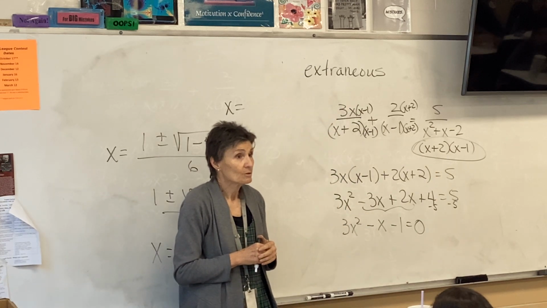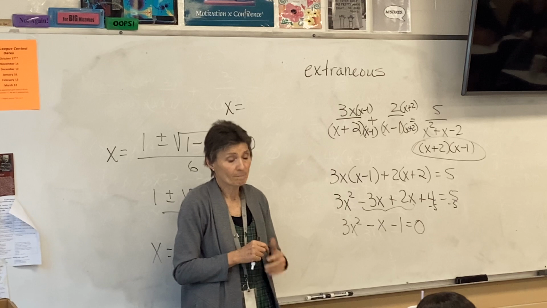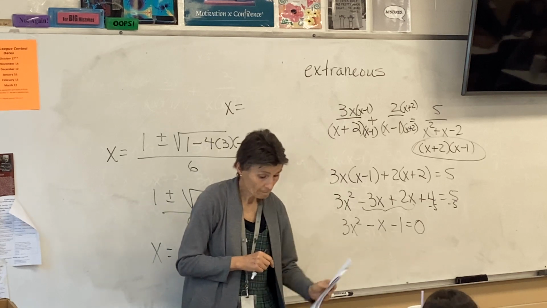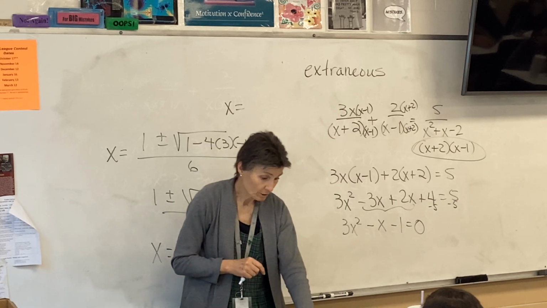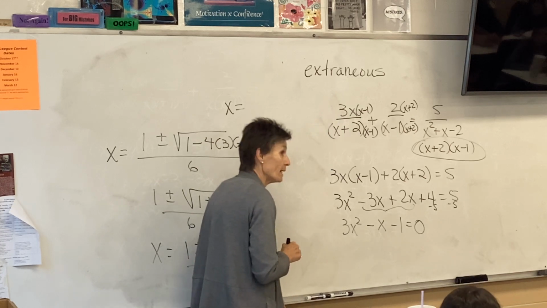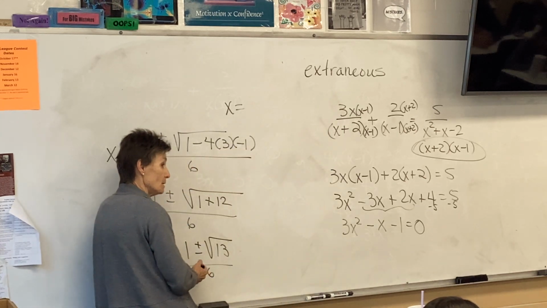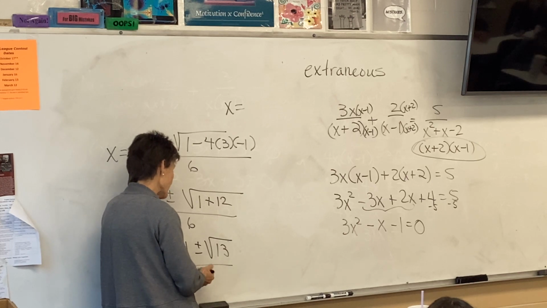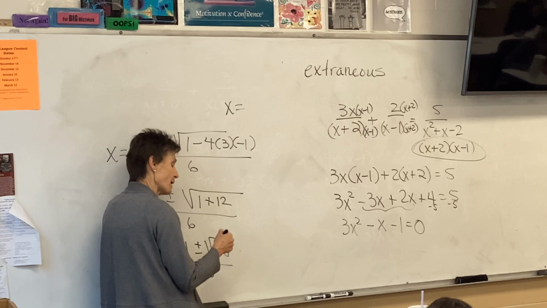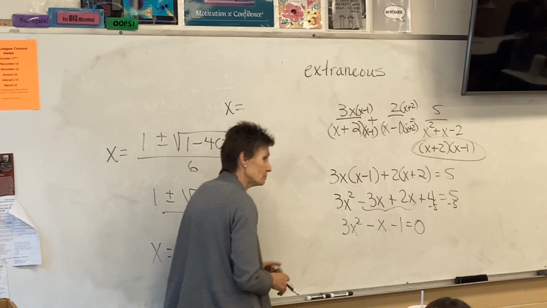All right, 2.7, due on Monday. And we are going to begin looking at 2.8. Yeah, that's the answer right there. Now, if you want to write them separately, 1 plus root 13 over 6, 1 minus root 13 over 6, you can. You don't need to.